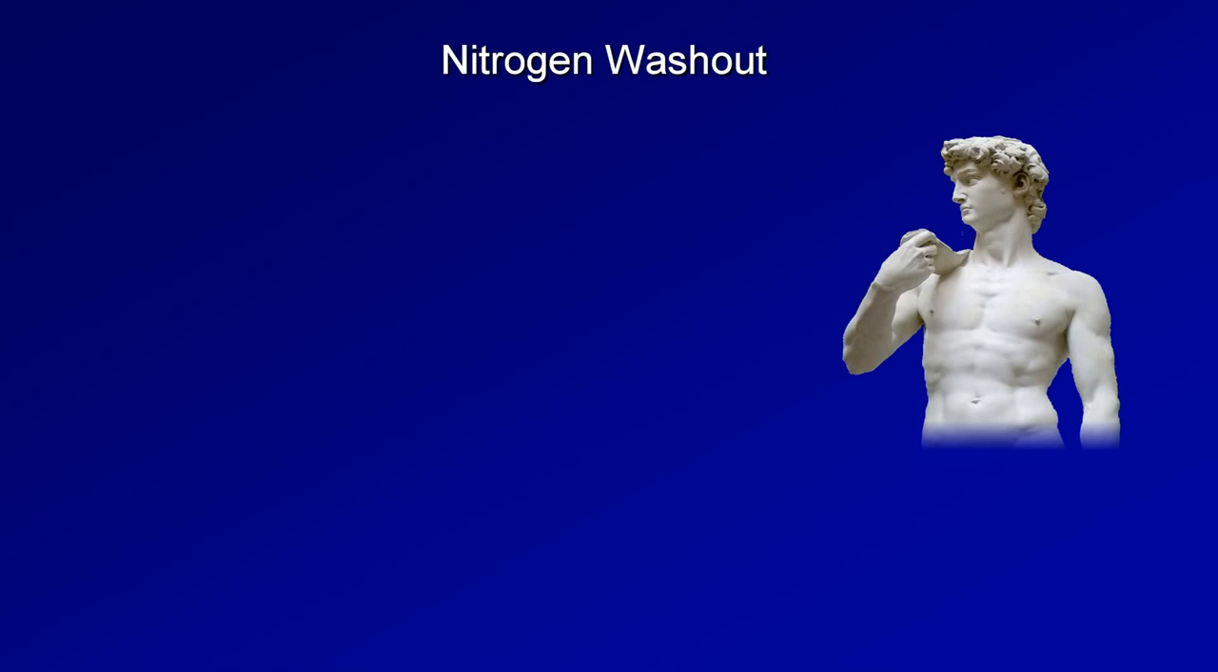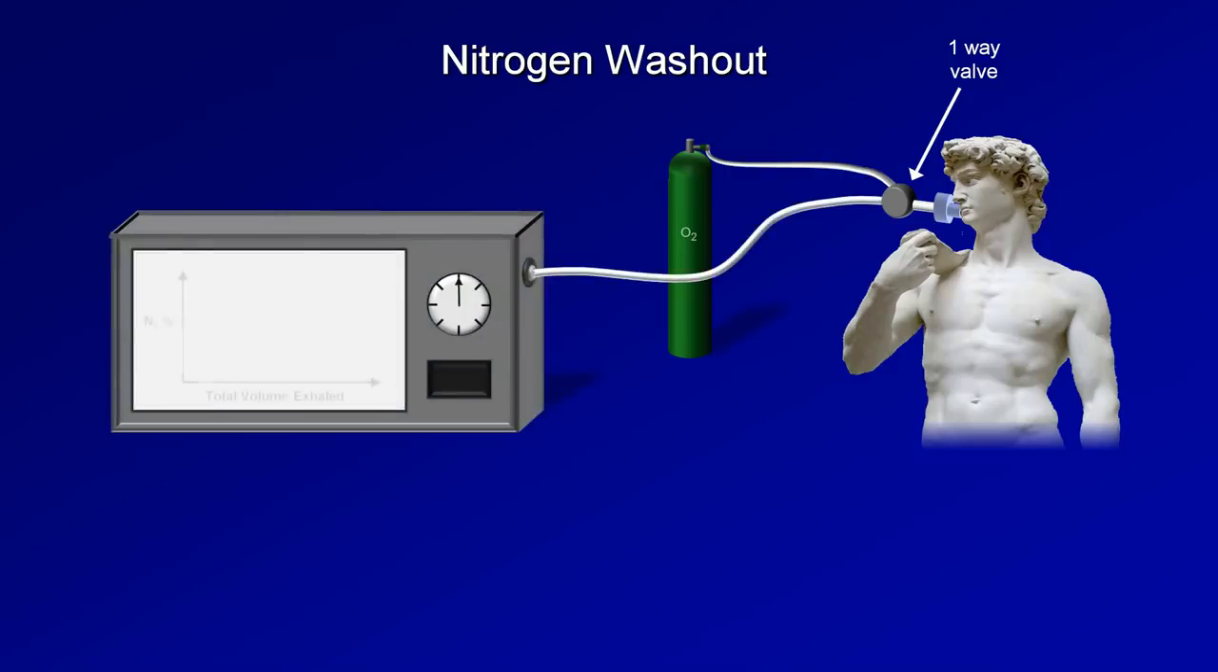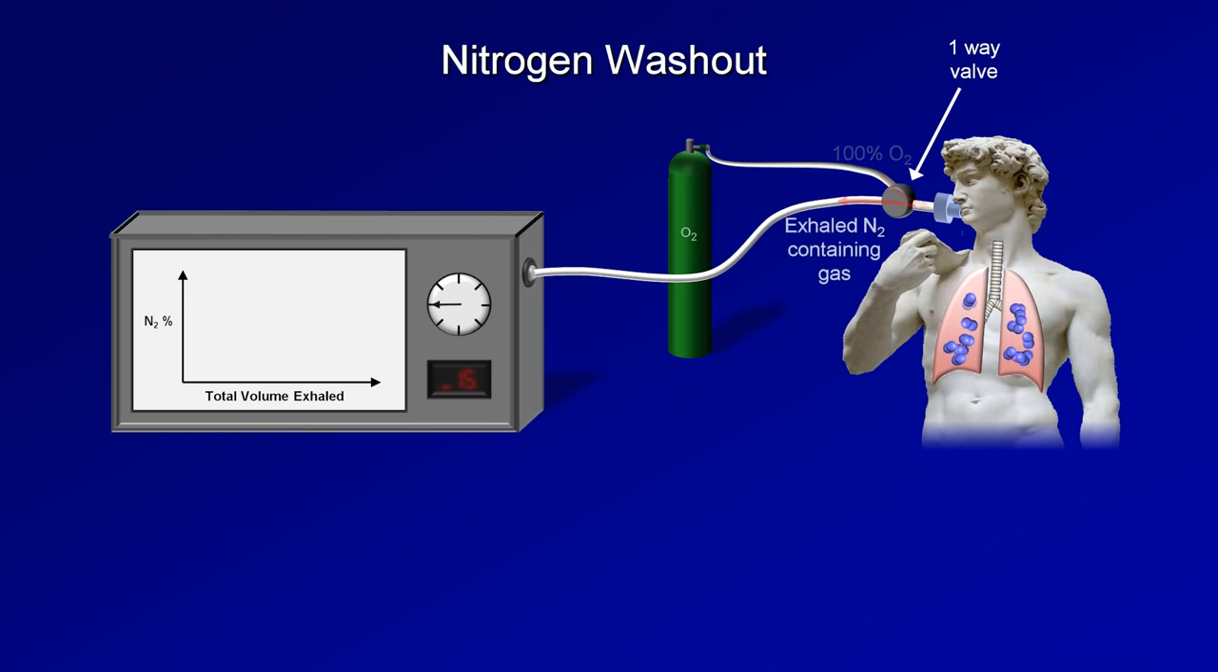Next is nitrogen washout. In this technique, the patient breathes through a mouthpiece that has 2 one-way valves. One valve connects to a source of 100% oxygen. The other connects to a device which records both the volume of gas exhaled as well as the nitrogen concentration over many breaths. The patient starts at their functional residual capacity, breathes in 100% oxygen, and exhales out the nitrogen-containing gas initially left within their lungs into the device.